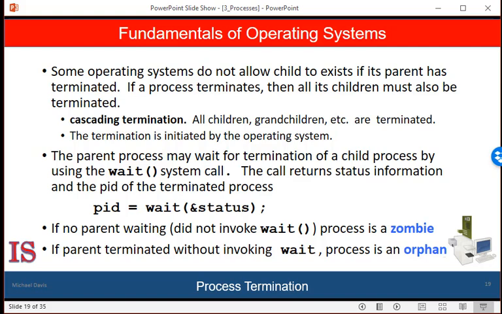When a process terminates, its resources are deallocated by the operating system, as we've already said. However, a child's entry in the process table must remain there until the parent calls wait, because the process table contains the process's exit status. A process that's been terminated and whose parent has not yet called wait is known as a zombie process. All processes transition to this state when they terminate, but generally they exist as zombies only briefly. Once the parent calls wait, the process identifier of the zombie process and its entry in the process table are released.